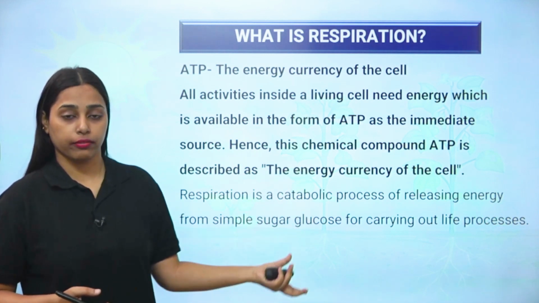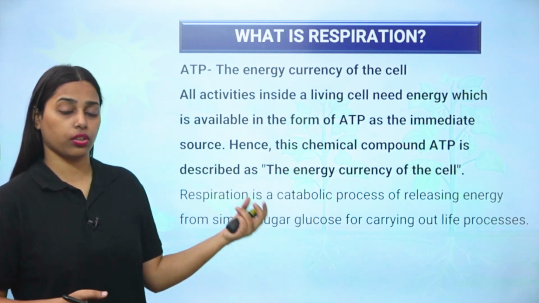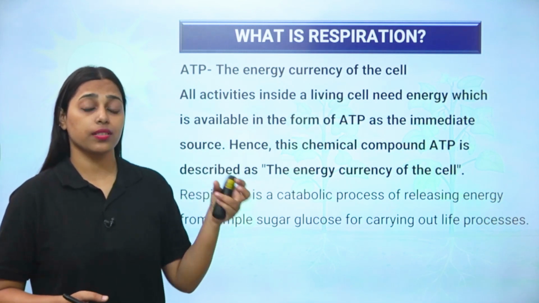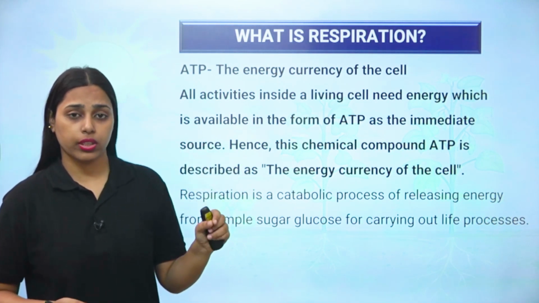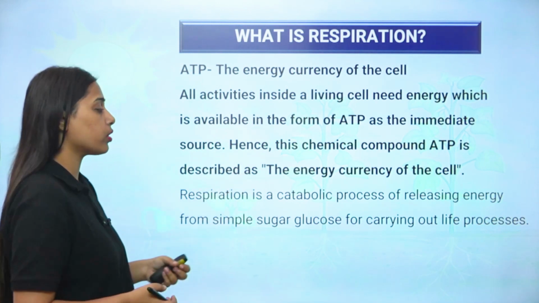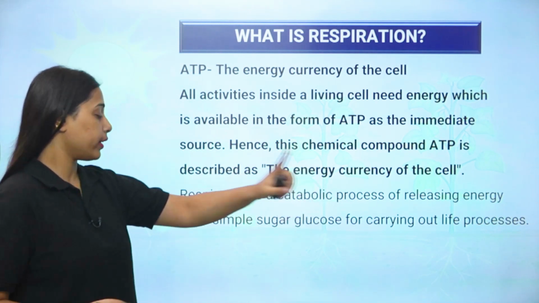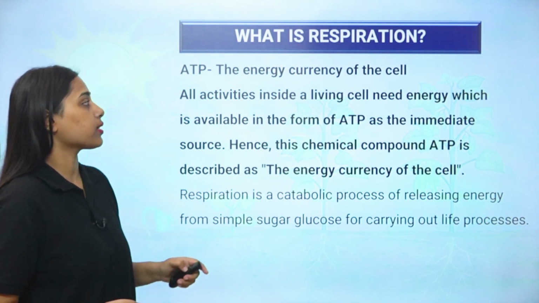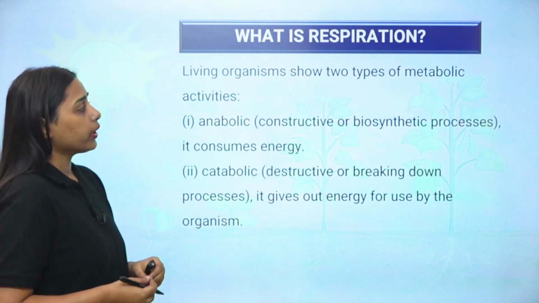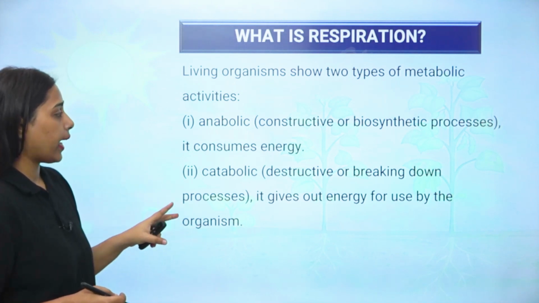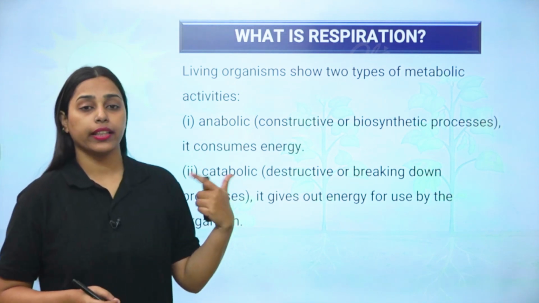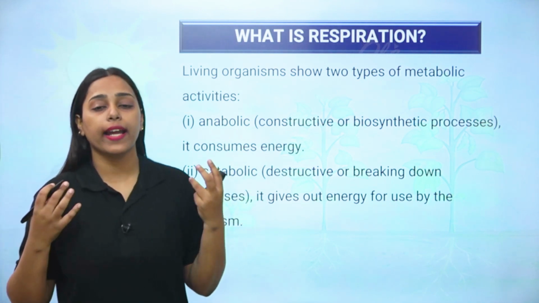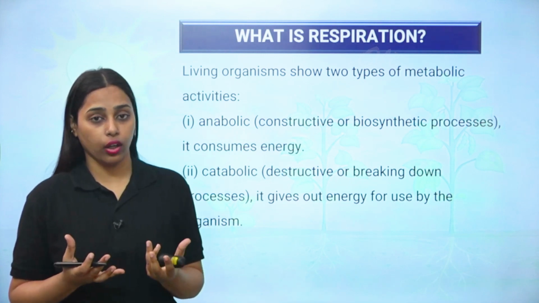So, if you ask why ATP is considered the energy currency of the cell, you can write these statements. Respiration is a catabolic process. Catabolic means there is a breakdown of glucose into CO2 and water, releasing energy from the simple sugar glucose for carrying out life processes. Living organisms show two types of metabolic activities, anabolic and catabolic, and they together constitute the metabolic functioning of any plant body or any living organism.